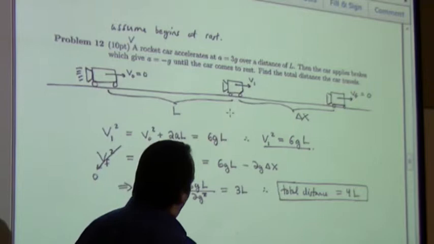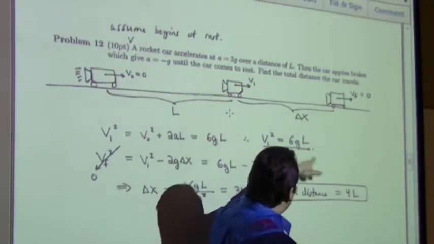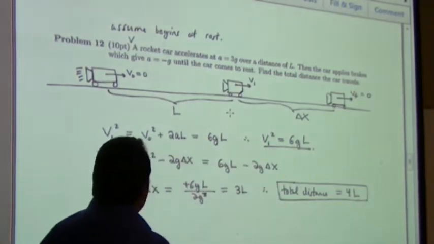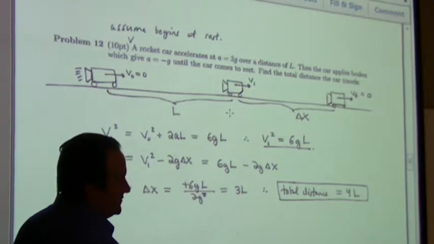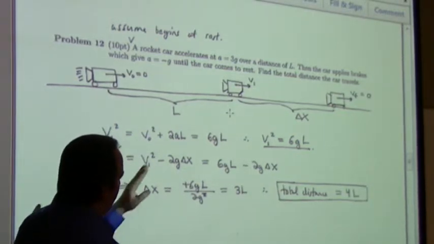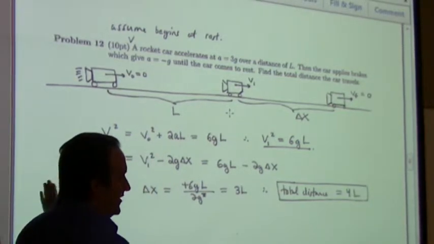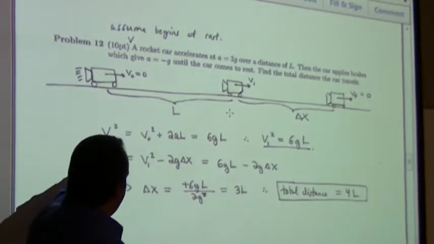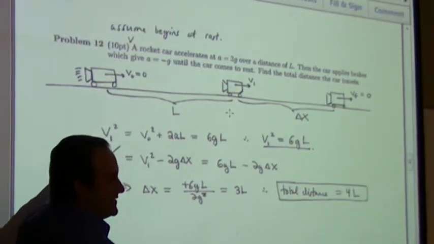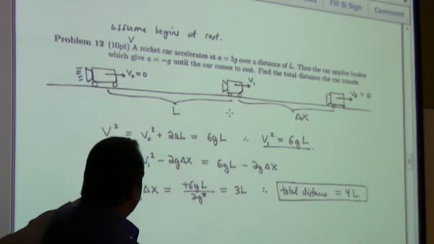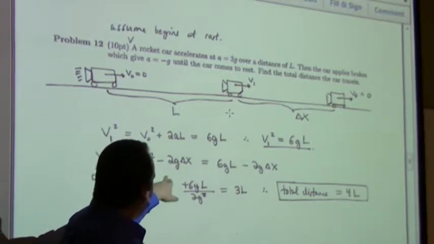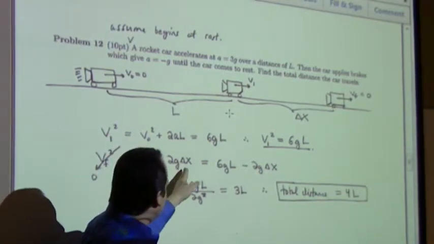So v1 squared is 6gl. And then that sets up the second part of the motion, which is from the point the motor turns off and while it's braking to a rest, right? So if it stops, then the final velocity is 0. The initial velocity squared is v1 squared. The acceleration is minus g, so that gives you minus 2g delta x.